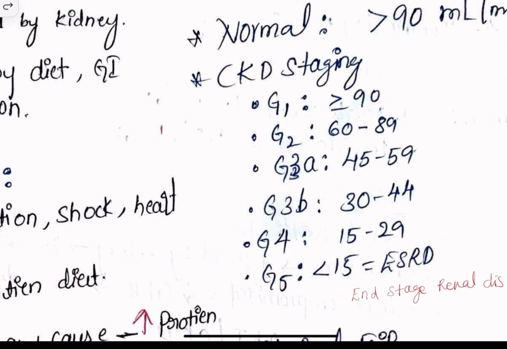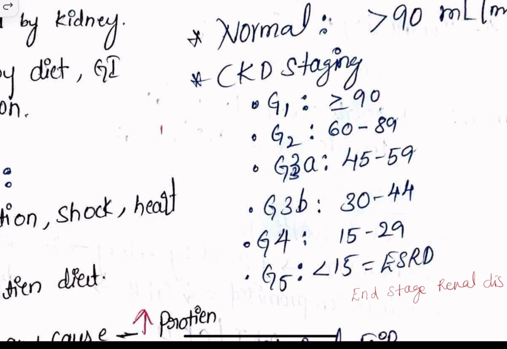In G2, the value is 60 to 89. In this condition, mild kidney damage will be seen. Kidneys still work well. In the G3A stage, 45 to 59, mild to moderate kidney damage can be seen. Kidneys don't work as well as they should. Next is G3B, with 30 to 44, where moderate to severe damage can be seen. Kidneys don't work as well as they should.